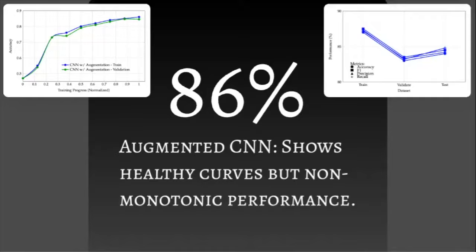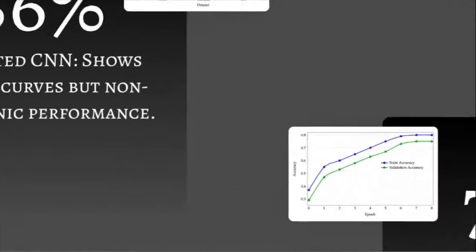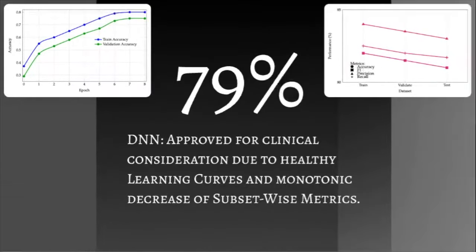This is a red flag. Remember, we need monotonic decrease. When metrics improve downstream, something is methodologically wrong. So despite those beautiful learning curves, this model is also disqualified. Now, the final algorithm. Despite slightly lower accuracy, it demonstrated both healthy learning curves and monotonic decrease across all metrics. This is exactly what we need. Both criteria satisfied. This is our clinically viable model.